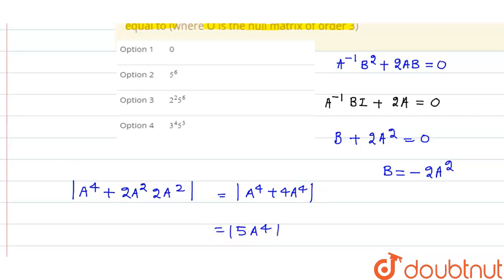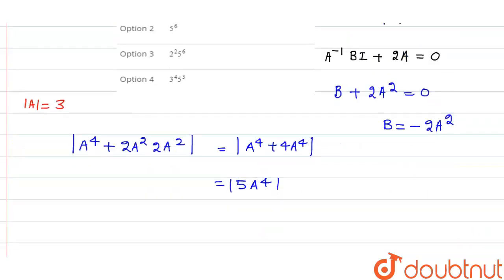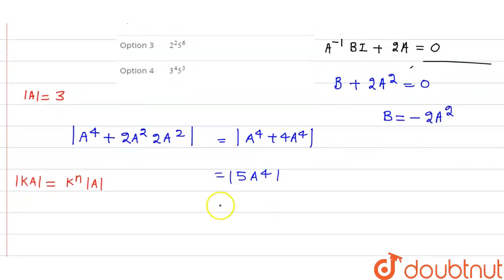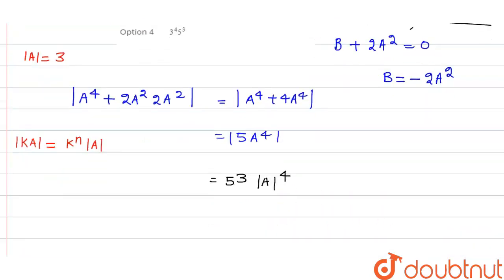Now in the question it is given that determinant of A is equal to 3. And we know that if something is constant in the determinant, like kA, it comes out as k to the power n determinant of A, where n is the order of the determinant. Since the order is 3, this comes out to be 5 to the power 3 times determinant of A to the power 4. Since determinant of A is 3, this is 5 to the power 3 into 3 to the power 4.